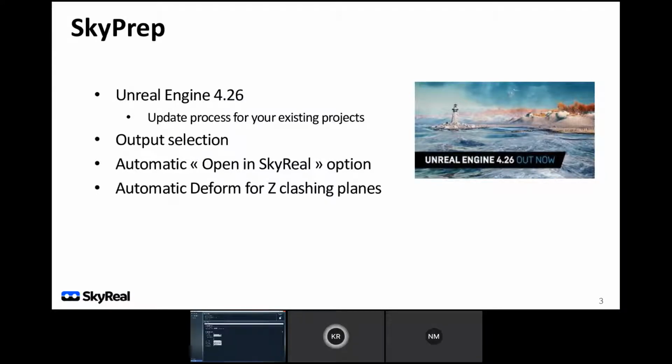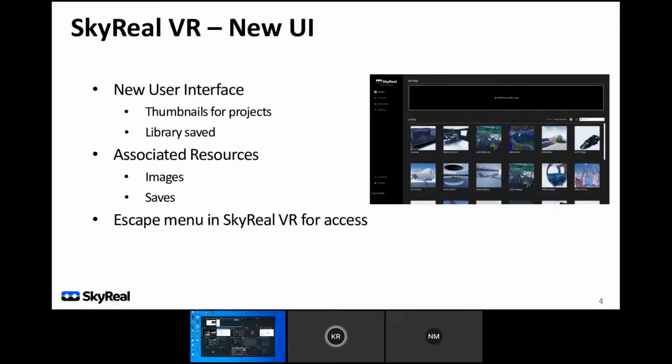Okay, so that's some of the updates that we've made to SkyPrep itself. Let's take you through and look at what's new in terms of SKYREAL. So first and foremost, you're going to see the biggest change is a new user interface. We now have a thumbnail view for all the projects, and that's not only a picture of your project, but also along with that thumbnail is all the associated resources that you typically have. So for instance, saved images, different saved versions of the file, etc., all kind of neatly located in the new UI. The UI is accessible from within your session just by pressing the escape menu.